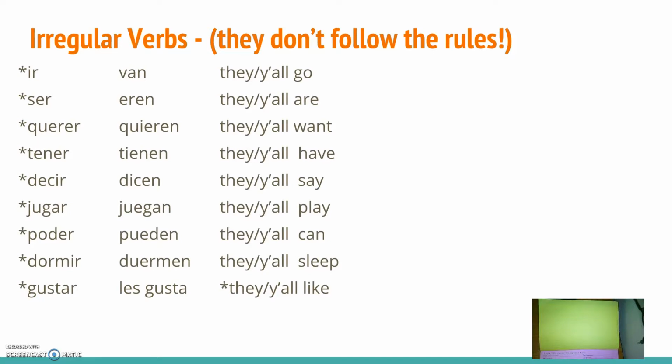It would turn into either les gusta or les gustan. And again, it does not mean they or y'all like. It means this one thing, gusta, is pleasing to you guys or they. Or these two things, that would be gustan, is pleasing to you guys or they. So, les gusta, the thing that changes here is the les. That tells us that it is they.